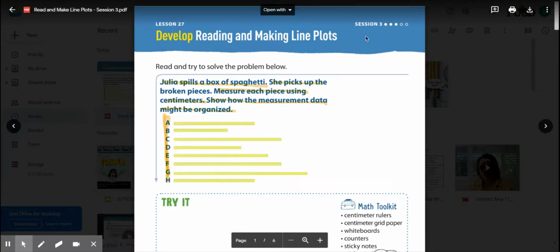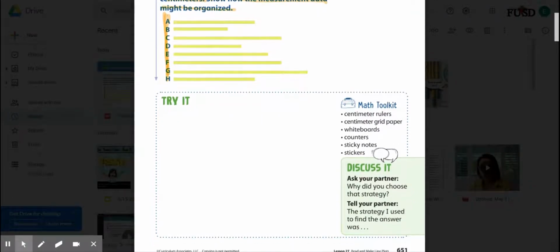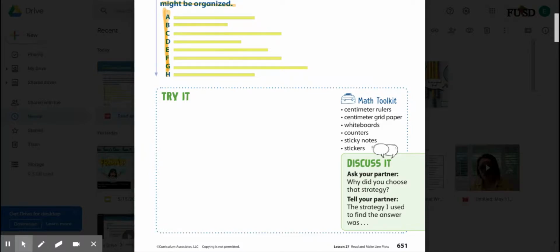So look at A, B, C, D, E, F, G, H. We need to take your centimeter ruler, go ahead and grab it. Flip it around, make sure it says centimeters, just right here, I highlighted it. You're first going to go ahead and measure all of these spaghetti pieces. Pause the video, please. All right, when you are done with that, the next part says, show how the measurement data might be organized. This is jumbled, so in this spot, you're going to organize that data.